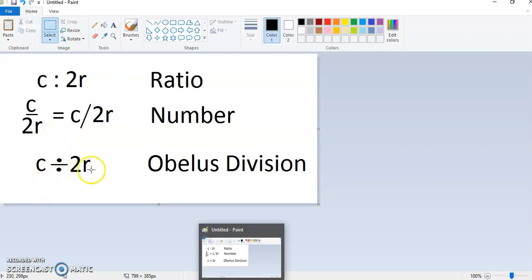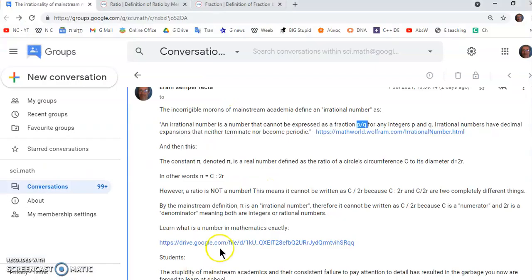Now, C divided by 2r means C over 2r, okay? And this is a kind of obelus division, where you say, okay, let's do a long division algorithm, and we take away the subtrahend from C until there's nothing left, right? Or a remainder which is smaller than the subtrahend. So that is obelus division. But in mathematics, professors simply don't understand the difference between ratio, number or fraction, and obelus division. They're totally confused when it comes to that.